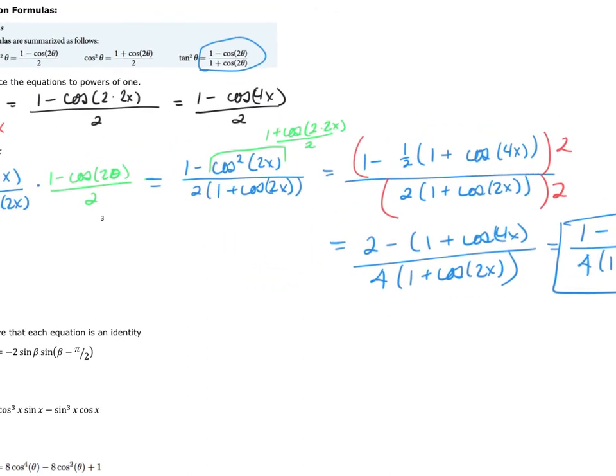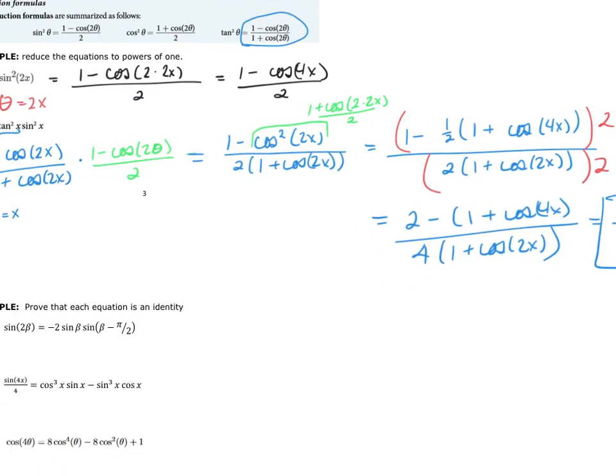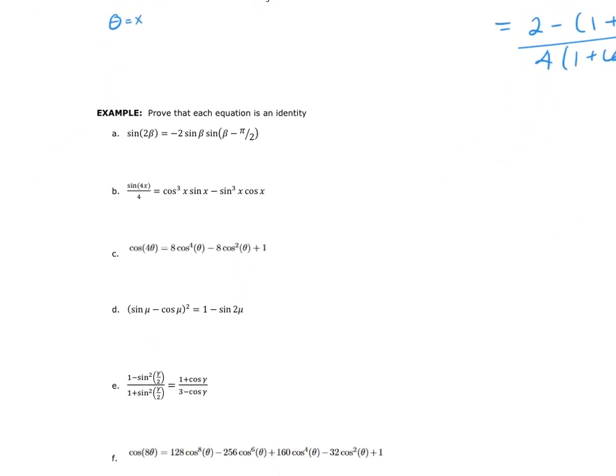You're going to see this in calculus. You're going to need to do the power reduction twice. You'll see that. All right, now let's prove these identities. So we know when we prove identities, we choose one of the two sides. I'm going to choose the left side. Actually, you know what? I'm going to choose to do the right side. I usually do the left side. Let's choose the right side.